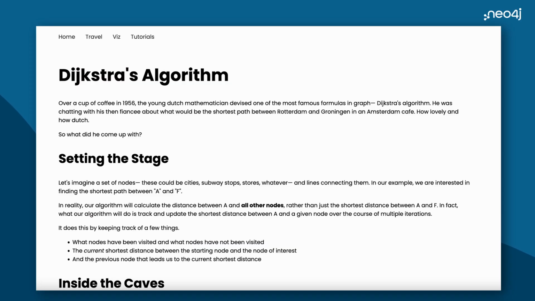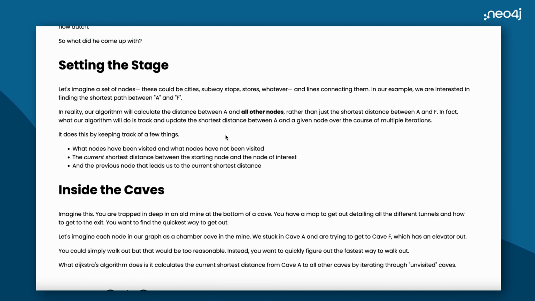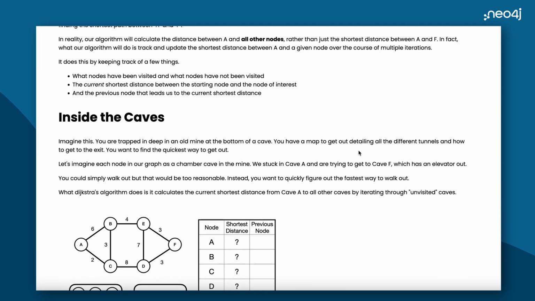So the algorithm we're going to be using today is called Dijkstra's algorithm. So let's imagine you have a set of nodes, A through F. They could represent anything, but in our case, they can represent subway stops. Our algorithm will calculate the distance between A and all other nodes, rather than just the shortest distance between A and F. How will it do that?